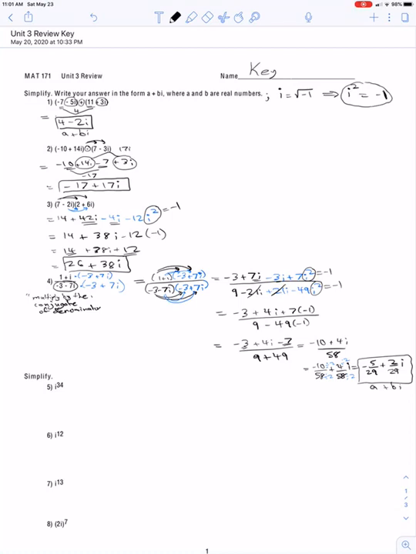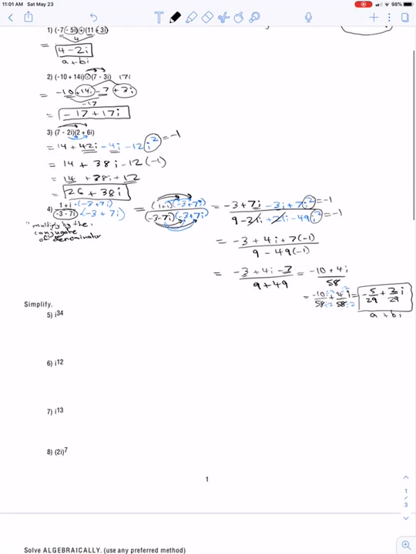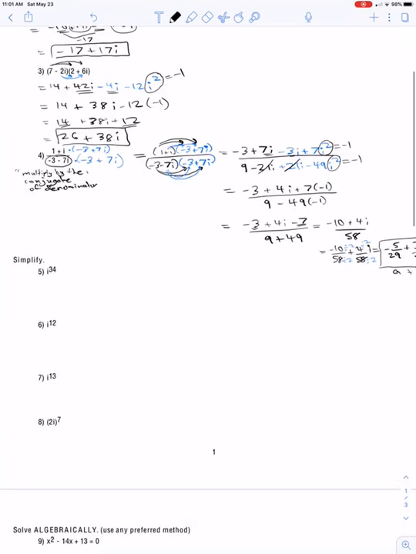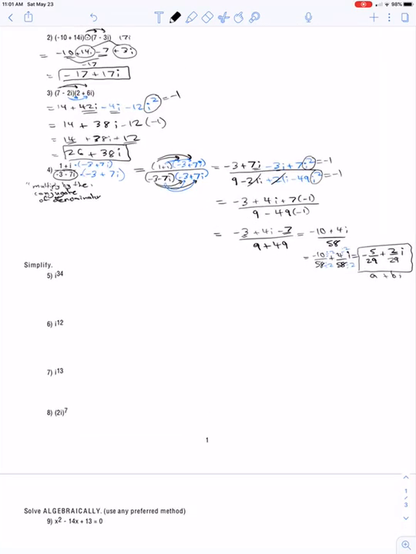Now let's look at simplifying some higher powers of i. So moving on down here to problems 5 through 8. It says simplify i to the 34th power. All right, well what I want to do to simplify is use what we know about i squared. i squared equals negative 1. So this is the same thing as saying i squared. Let's rewrite it using i squared.